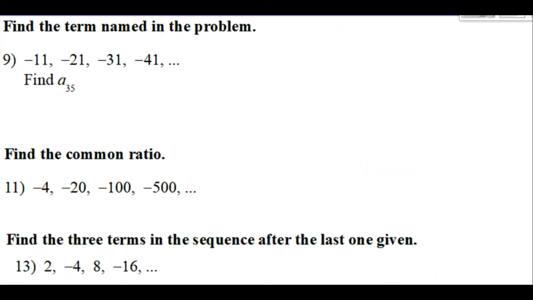Find the term named in the problem, A35. Well, luckily we don't have a whole lot of formulas. We're talking about the nth term, so we know we're looking at this one. You do want to pay attention to whether this is arithmetic or geometric, and that comes with how we get from number to number. It looks like we're subtracting 10 here. That tells me it's arithmetic, and so that tells me which formula to use.